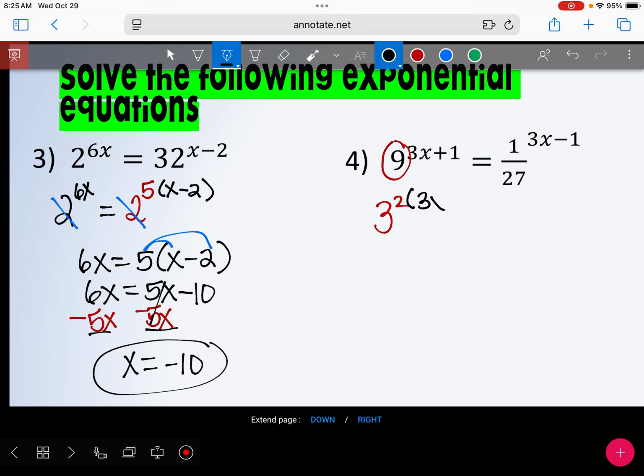Put it in parentheses. Now, the fact that this is 1 over 27 tells me what about the exponent? It's negative. So 3 to the what power, 3 to the negative what is going to give me 27? Negative 3. If you type that in your calculator, 3 to the power of negative 3, you're going to get 1 over 27. If this is 1 over a number, that means your exponent is negative. So we had to change both.